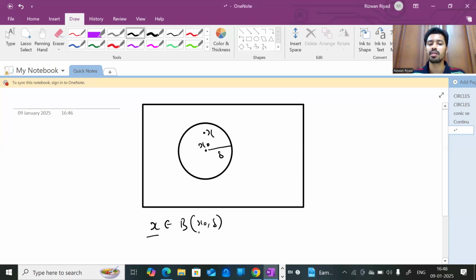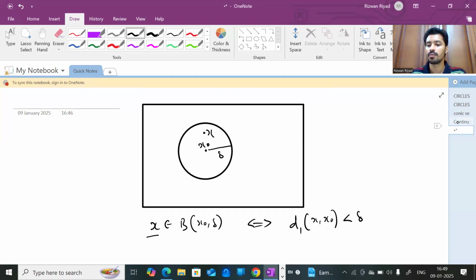This means our point x is inside this ball, or inside this circle. That is the same as saying that the distance d1, the metric here, d1 of x comma x naught is less than delta. Both are equivalent statements. If x is inside this ball, that is the same as the distance between x and x naught being less than delta, because the radius of this ball is delta.